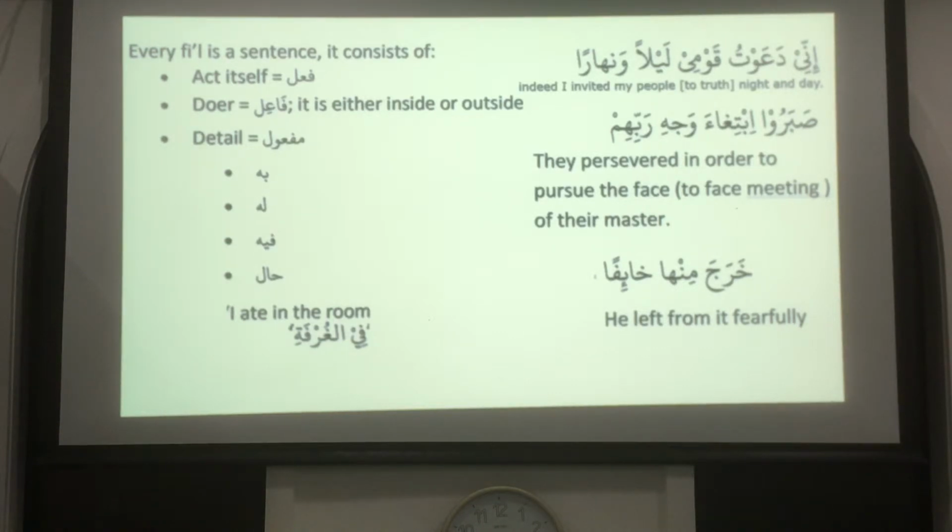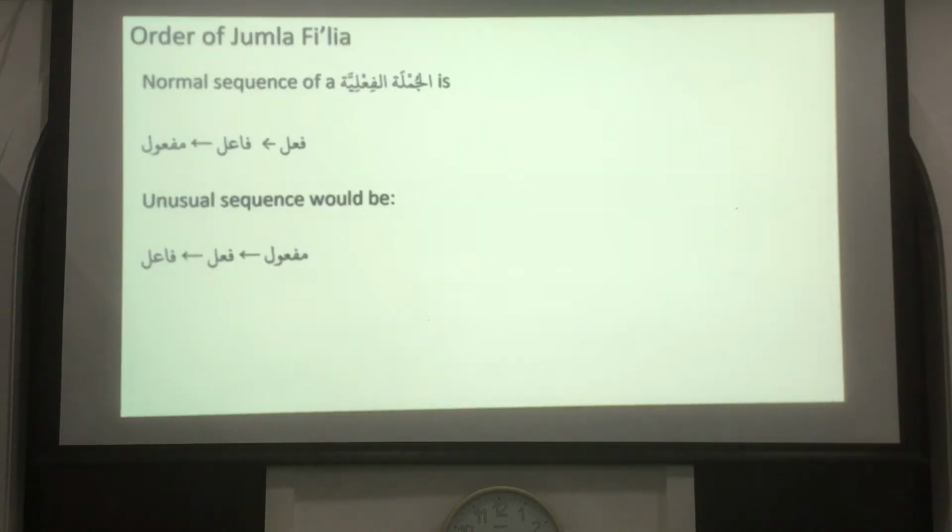Then we put Musa, and Musa, the Rafa version is Musa, Nasab is Musa, Jar is Musa, because it's non-flexible. So kharaja Musa khaifan. Musa left. Okay, you can say kharaja Musa minha khaifan. Say Musa left from it khaifan, fearfully. That can be said also. Very good. Next one.